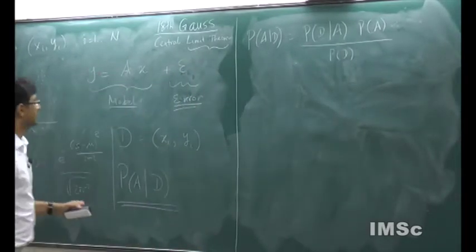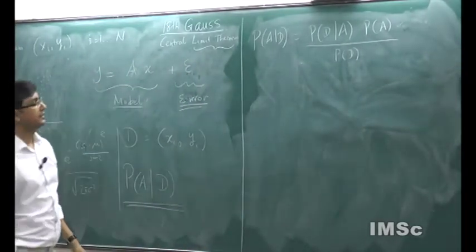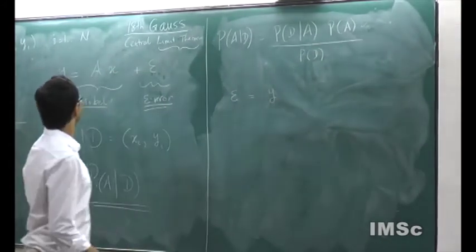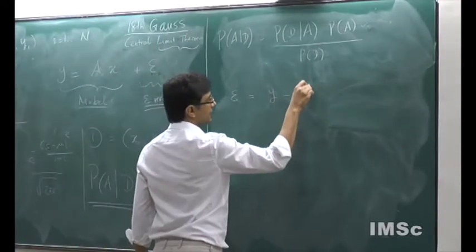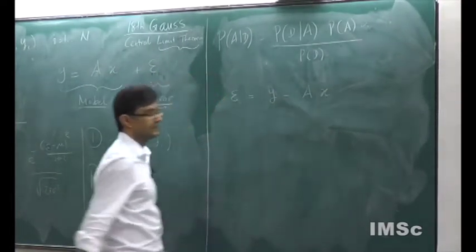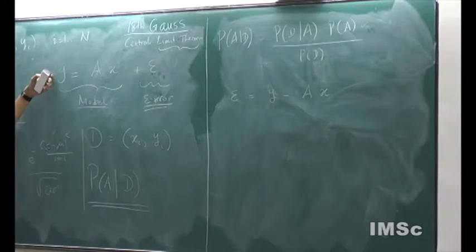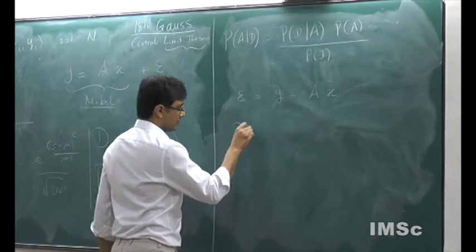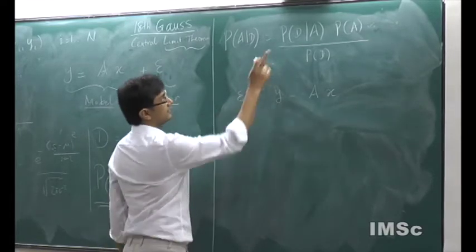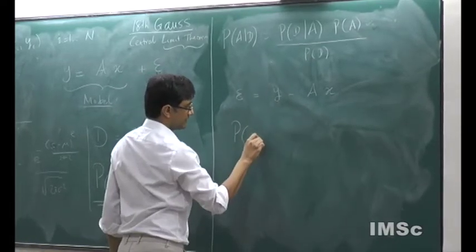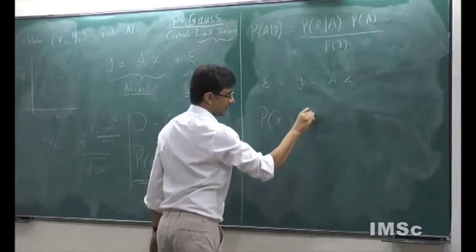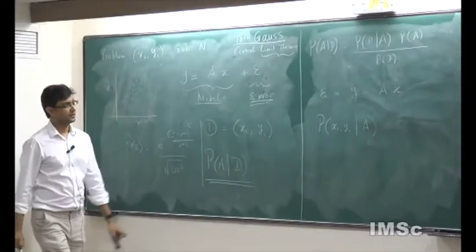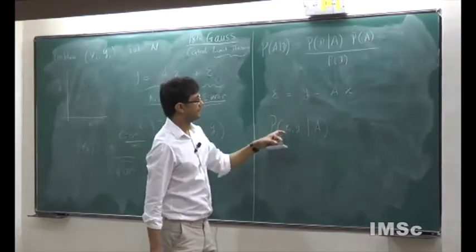So then you manipulate the regression curve. You take this curve and you say epsilon is y minus A times x. This comes from the regression curve. You are interested in the probability of getting D, which is xi, yi, given I know the value of A. This is the quantity P of D given A.